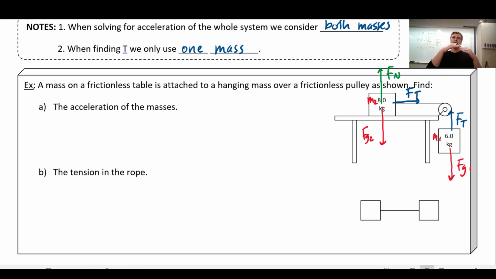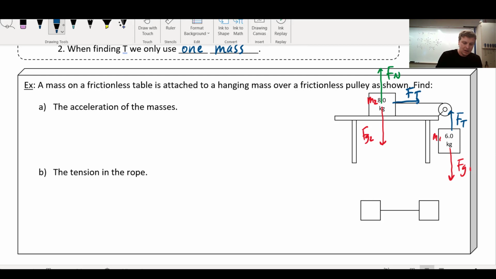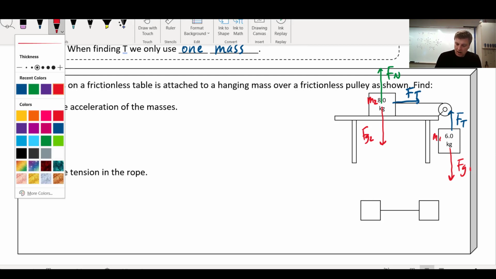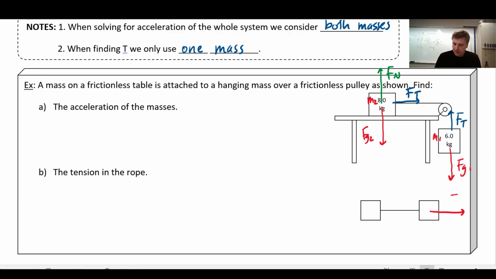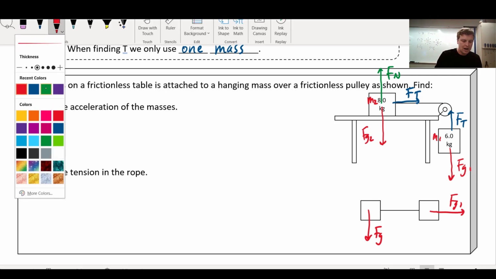Since the pulley only goes at 90 degrees, this mass here, the hanging mass M1, wants to fall down. And since the rope here is pulling to the right, mass 2 wants to go to the right. So if I leave mass 2 where it is, and I take mass 1 and I just unfold mass 1, then my diagram kind of looks like this. I've got FG1 going this way. There's FG1. And then FG2 is going this way. It's still downwards. I don't need to unfold the other half of the problem.